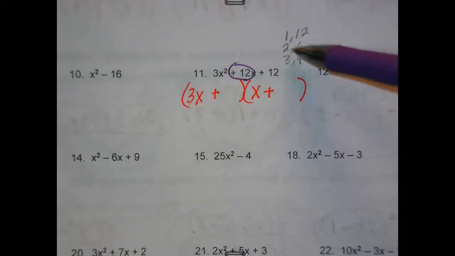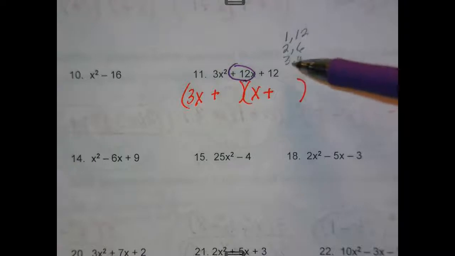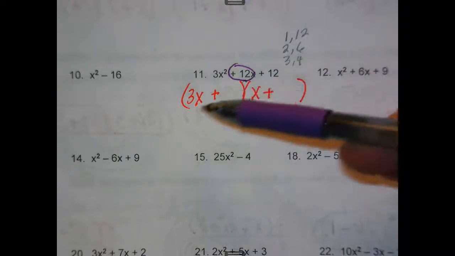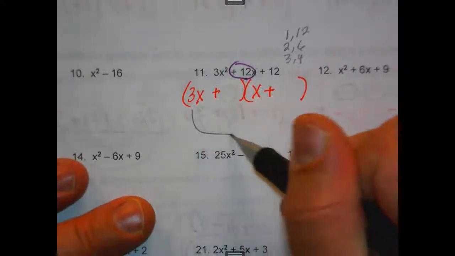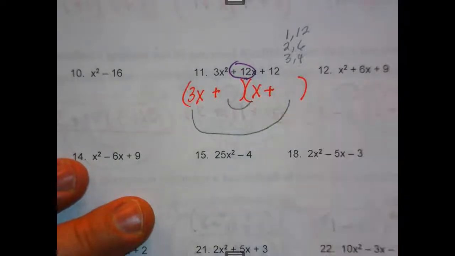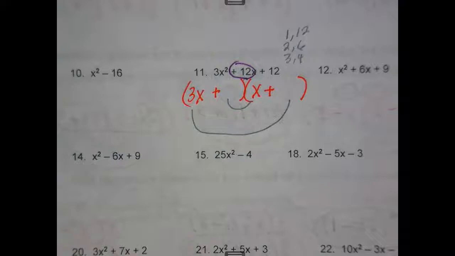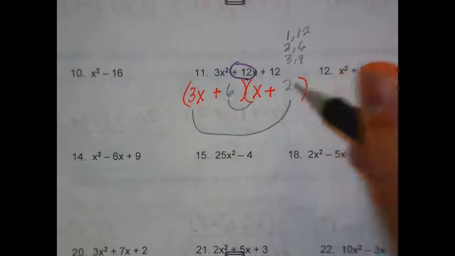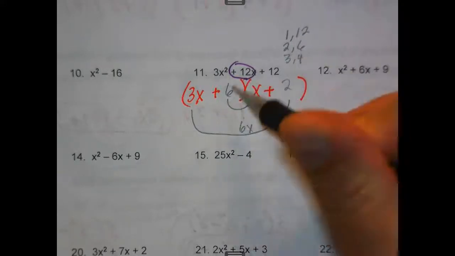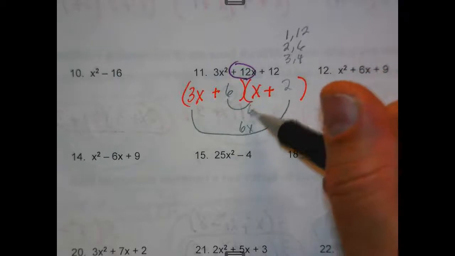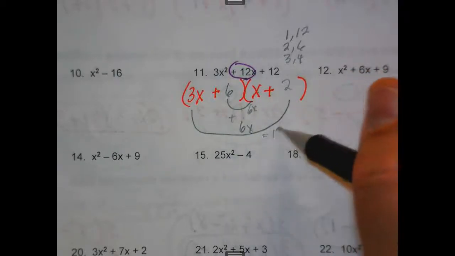However, we're going to pick one of these pairs of factors, and one of the factors has to be multiplied by 3, because when we multiply the outside, we're going to add the multiplication of the inside. What factors are we going to use, Martin? What do you want, the 6? So 6 and 2? Okay, so 3x times 2 is 6x, 6 times x is 6x. When we add those together, we get 12x.